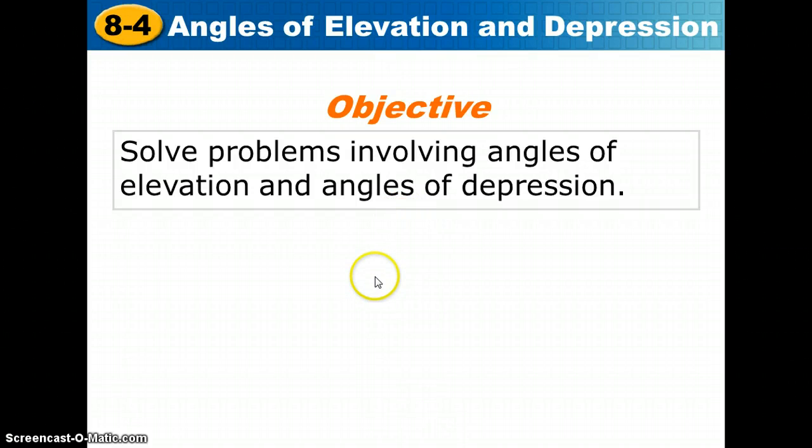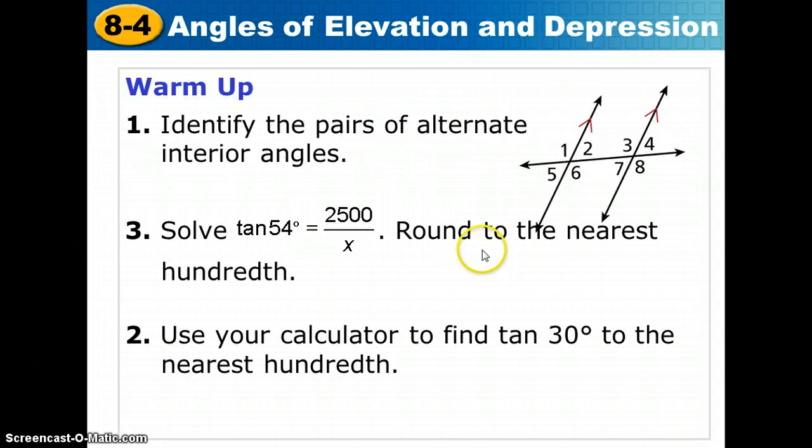Before we get into this lesson and talking about what angles of elevation and depression are, let's take a look at the following warm-up. Number one, we want to identify the pairs of alternate interior angles, and there are two different pairs, so I'll let you come up with that. Number two, you need to solve this equation for x, round to the nearest hundredth. And number three, using our calculator, find the tangent of 30 to the nearest hundredth. These are all things we're going to need in this lesson, so take a few moments to complete the warm-up. When you are ready to continue, push play.